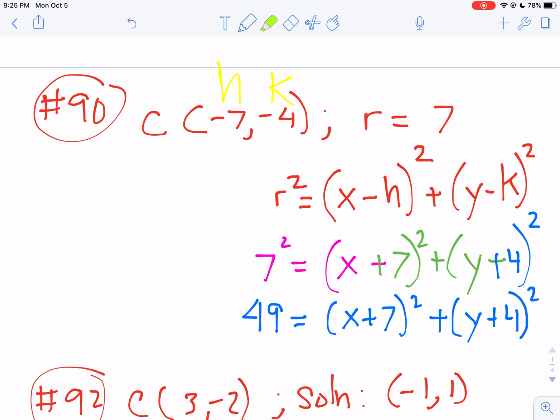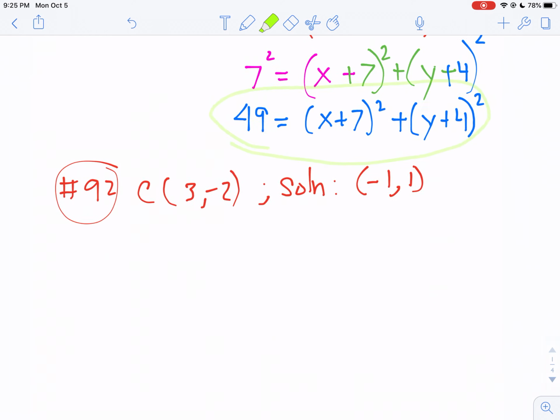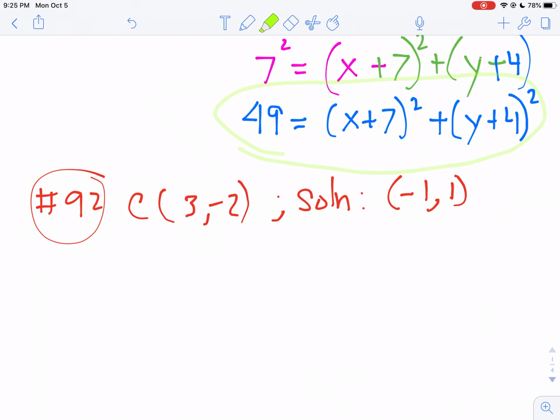And again, please check the answer in the back of the book. See if that's what they want. I hope that's what they want. I just don't want to make this too long, so I'm not going to check, but you should. Okay, number 92, same thing, but now they are giving you different information.